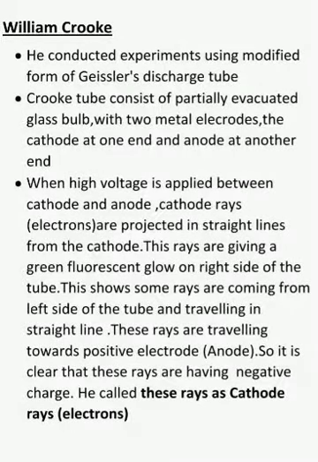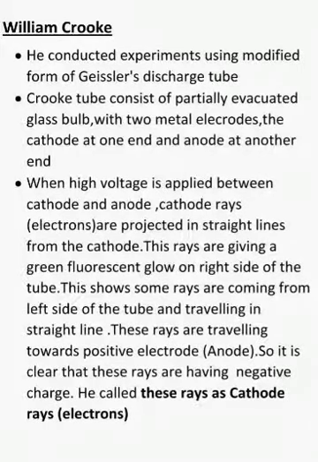When high voltage is applied between the cathode and anode, cathode rays, also known as electrons, are projected in straight lines from the cathode. See the first diagram. This is clearly shown in the first diagram. You cannot see anything inside the tube before applying high voltage.